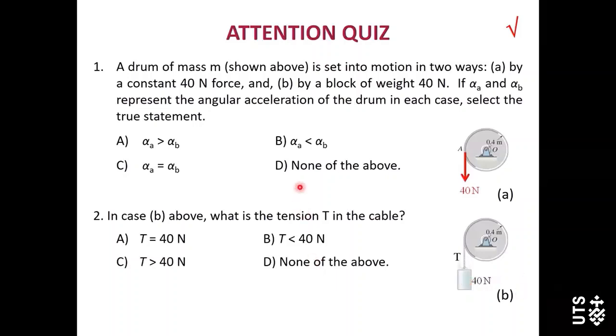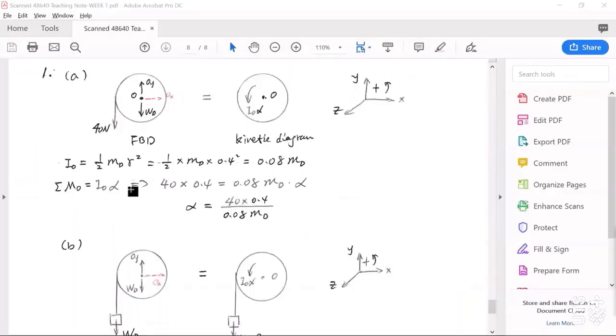Okay, this problem is very interesting. Probably you will think for case A and case B, the angular acceleration of this drum should be the same. And in case B, probably you think the tension force T should be equal to the weight force of this block. But actually, it's not. Why? Because of the acceleration.